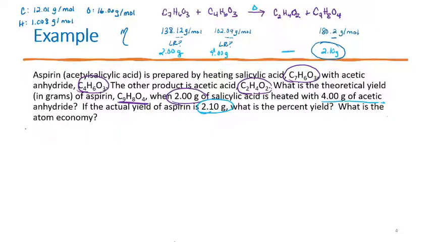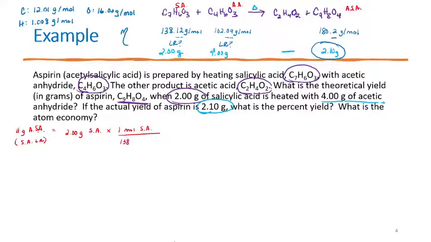So I'm going to use SA for salicylic acid, AA for acetic anhydride, and ASA for acetylsalicylic acid or aspirin. So the number of grams of acetylsalicylic acid if salicylic acid is the limiting reactant. I have 2 grams of salicylic acid. Convert that to moles. Remember, when in doubt, convert to moles. We're always going to convert to moles.